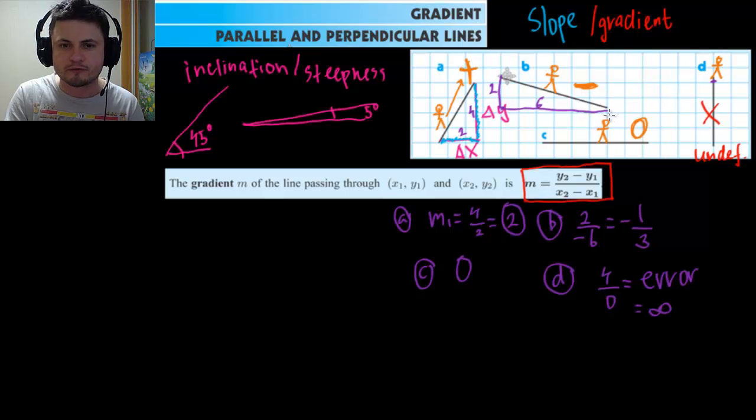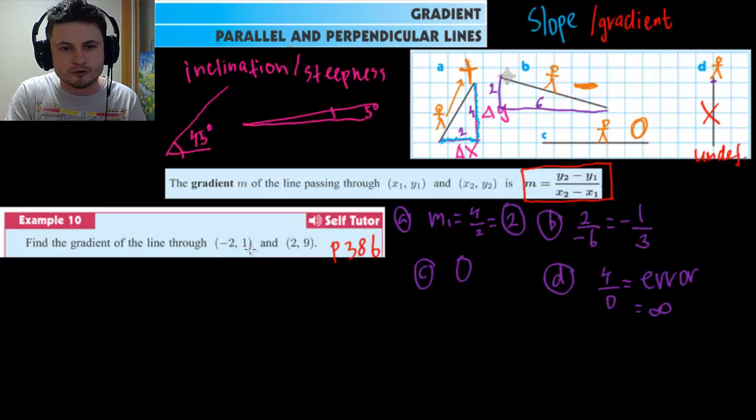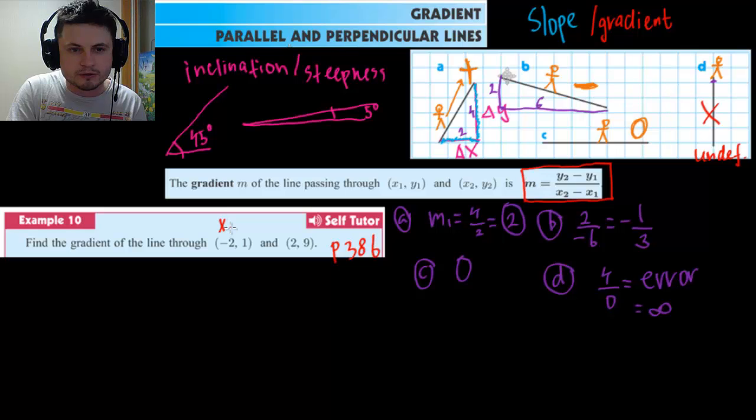I'm going to pick a question from the book that has an actual value for a point. And this is an example from page 386, and basically here's what we need to do. Find the gradient of the line through (-2, 1) and (2, 9). So we have 2 points. Let's mark them down right away. This is x1, y1, and it doesn't actually matter what order they're in. It will give you exactly the same value.